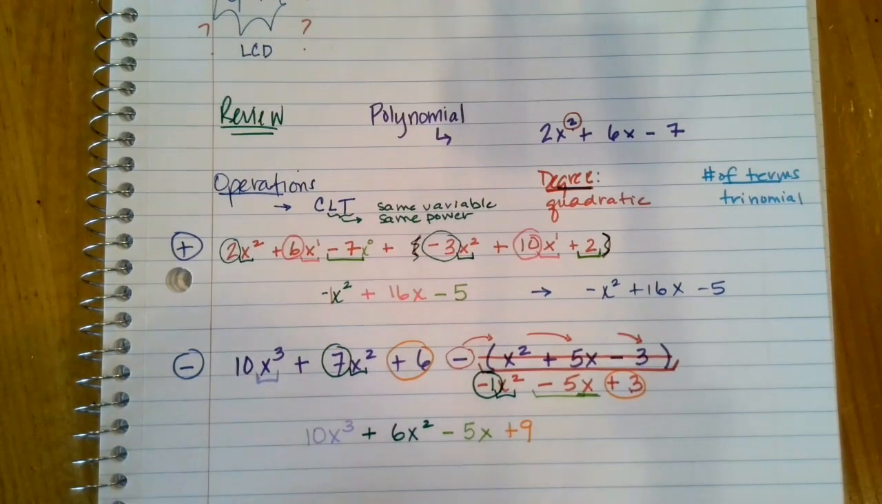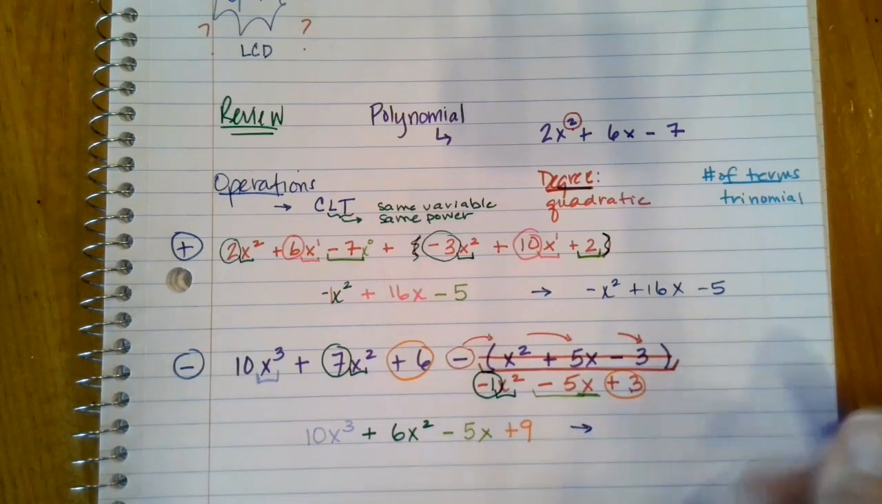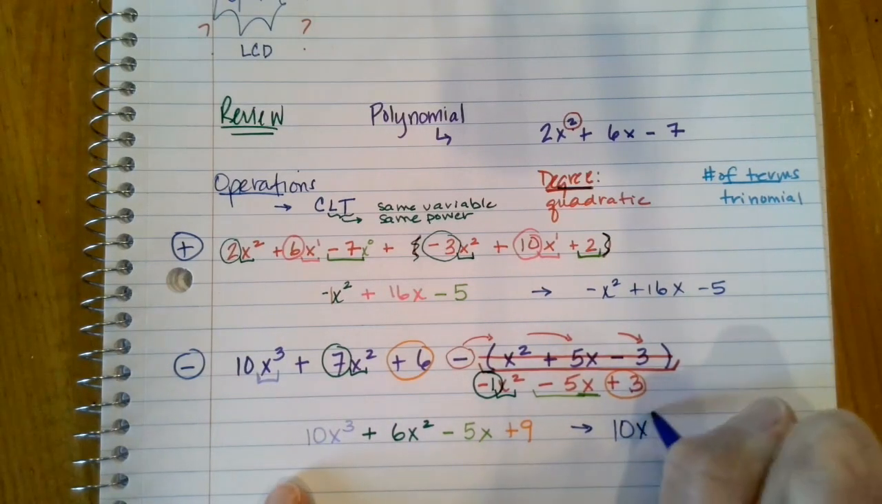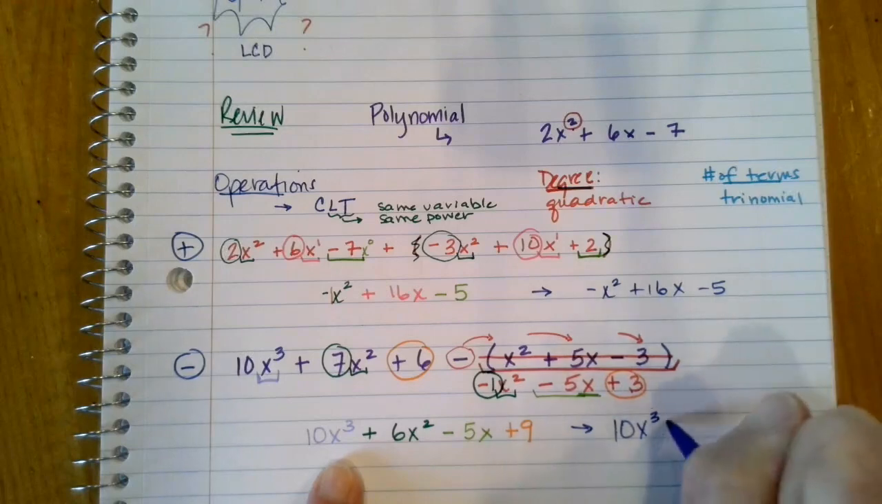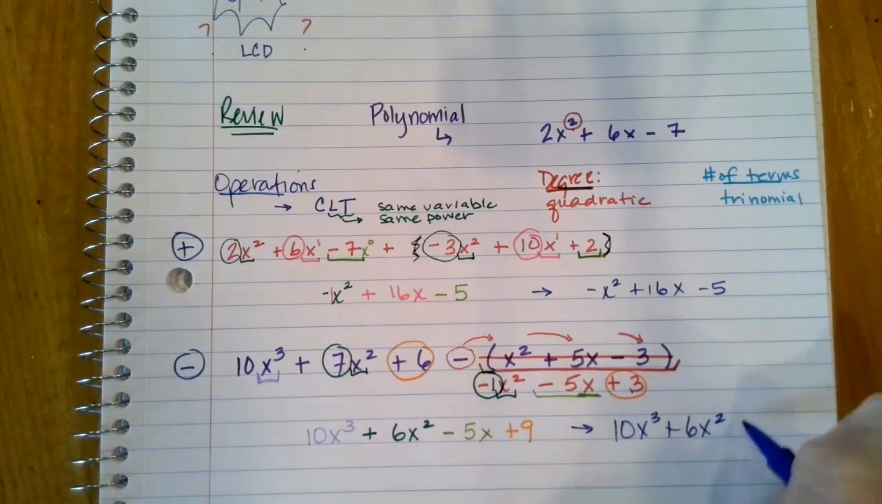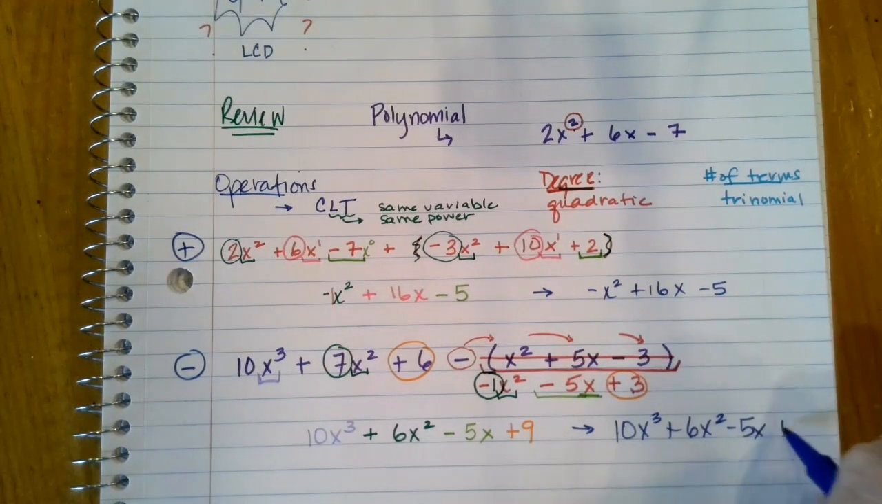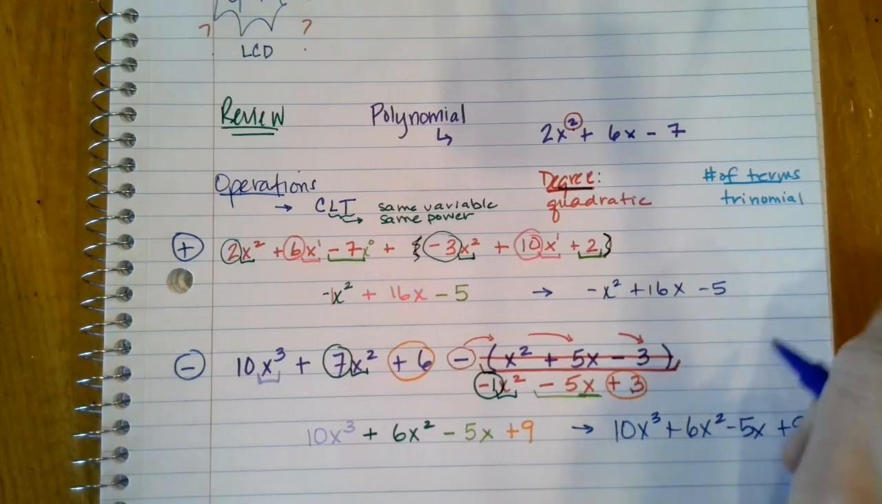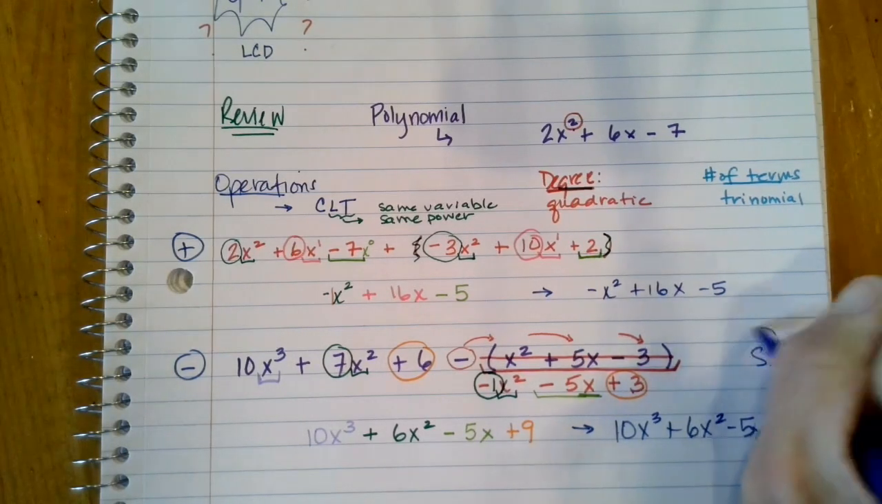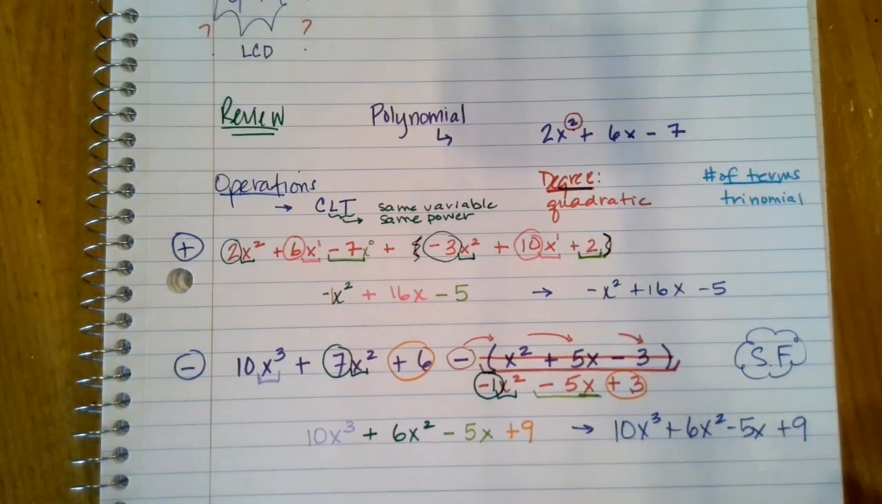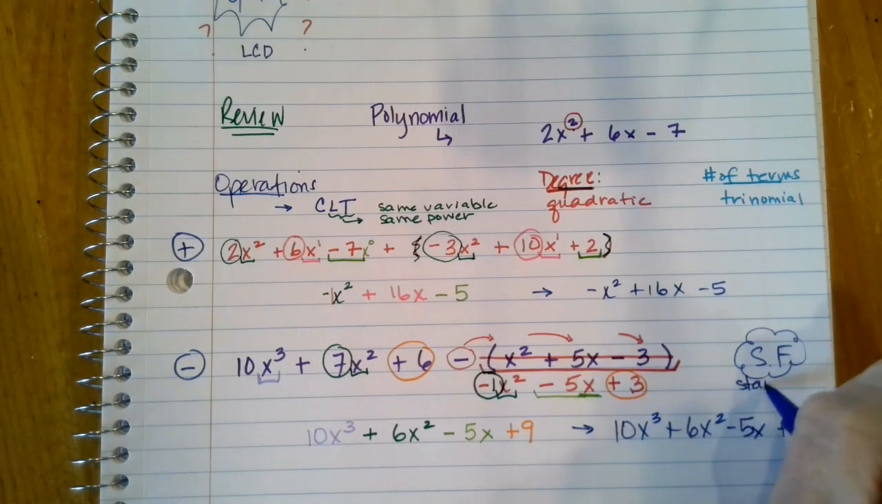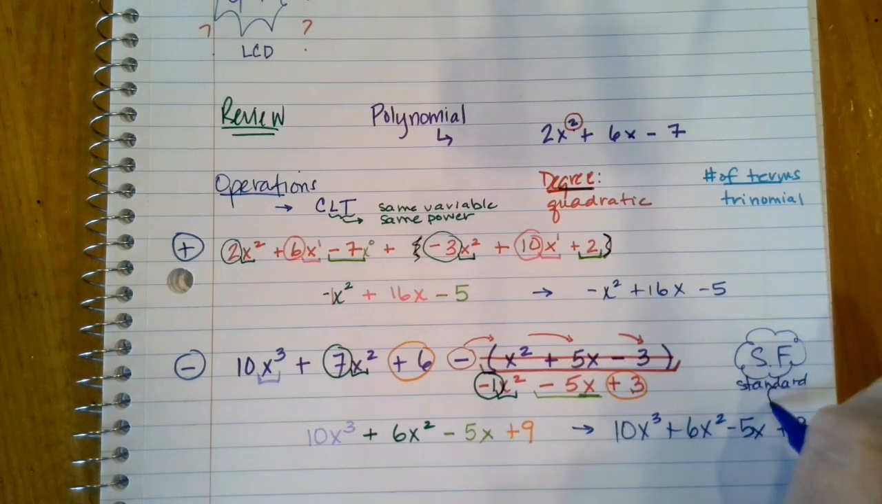So now when I look at my final answer, I have 10x cubed plus 6x squared minus 5x plus 9. Remember, when we write our final answer, we want it in SF. What does that stand for? Standard form.